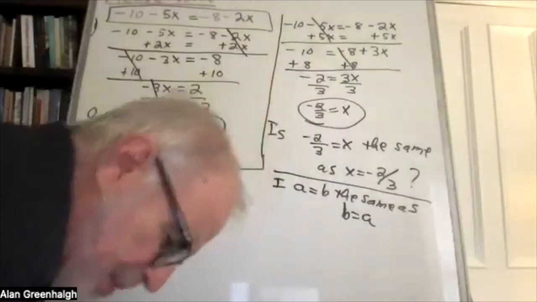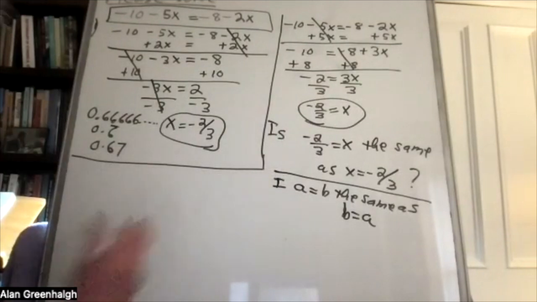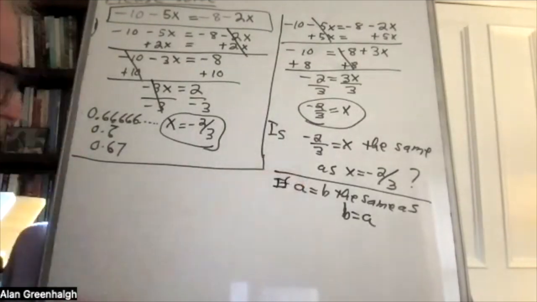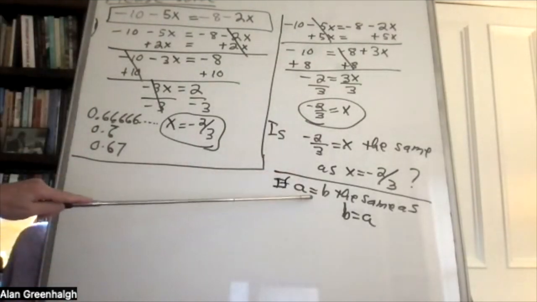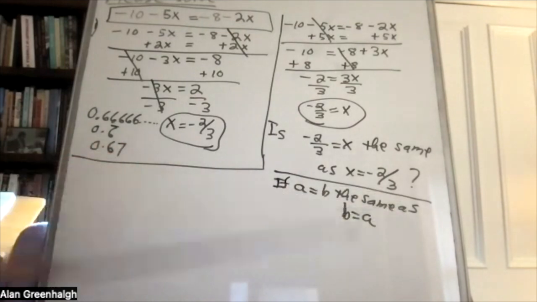Let me put it another way. Can anybody name the property which makes this true? If A equals B, then B equals A. Does anybody know what that's called? Is it property of addition? Marco? No, that's not what it's called.